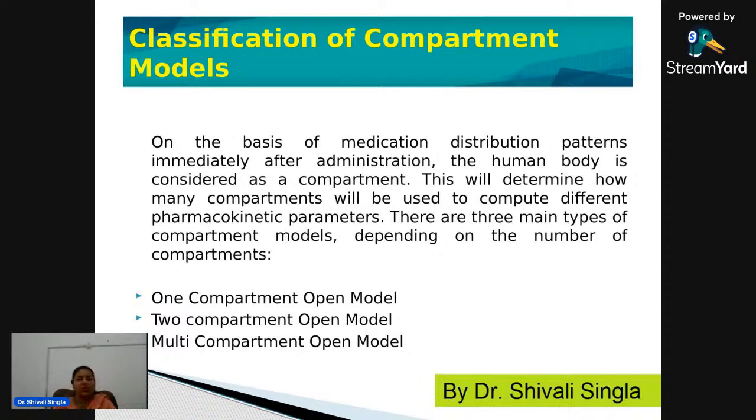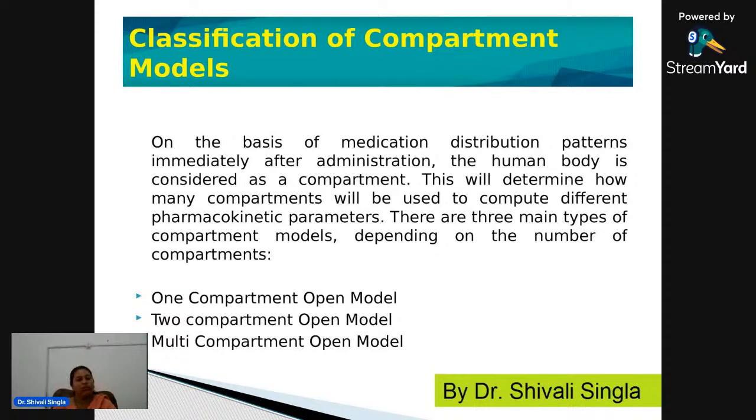First is the one compartment open model, then the two compartment open model, and the multi-compartment open model. If the body is assumed as a single compartment, meaning all the tissues are the same and the drug gets distributed into all the tissues in the same pattern, then it is called a one compartment open model. The word open is used because it is thought that the drug can enter the body, and the body is open to excrete it out. That's why it is called an open model.